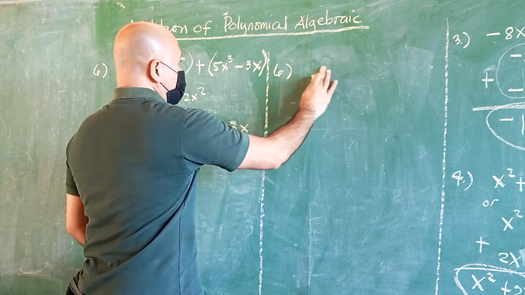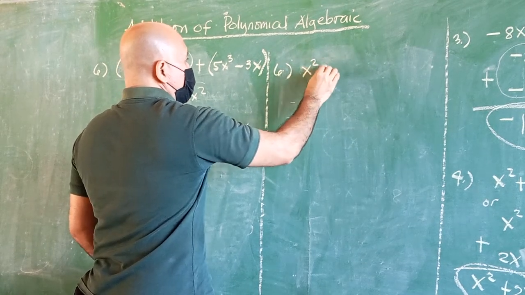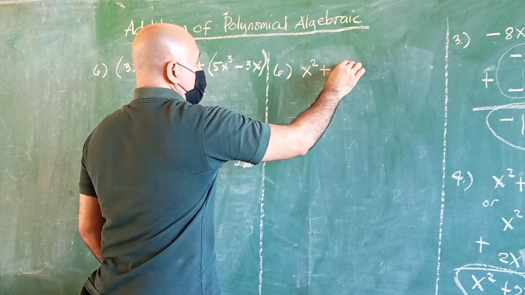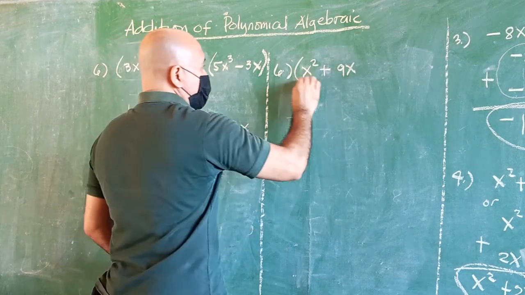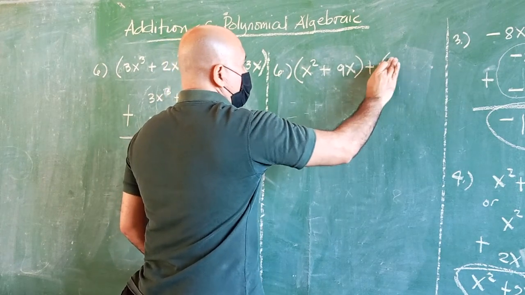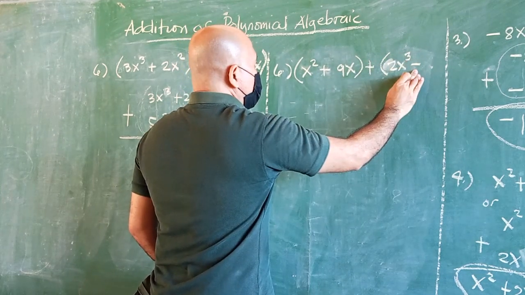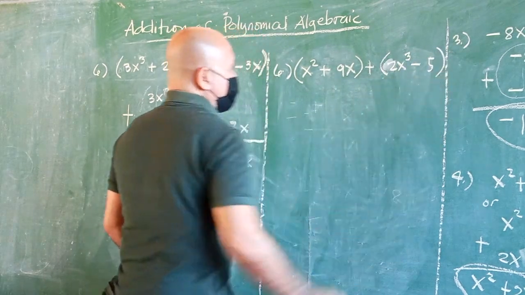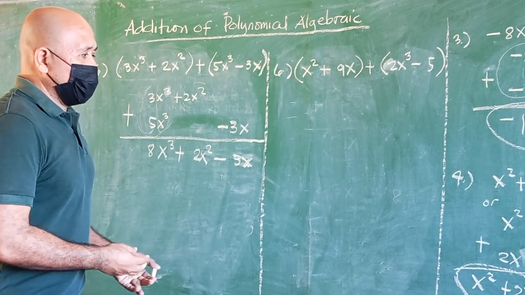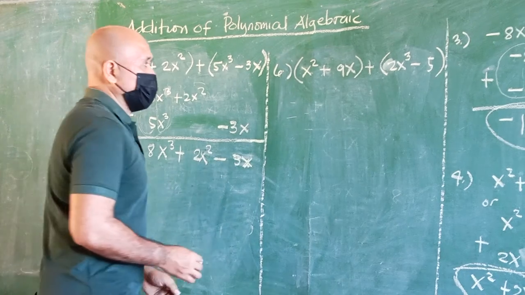We have here, for example, x squared plus 9x, and then the quantity of x squared plus 9x plus the quantity of, shall we say, 2x cubed minus, shall we say, minus 5. What is the answer? Okay, so just recall earlier, I also included the idea of what will be the result if the terms you are adding are not similar.